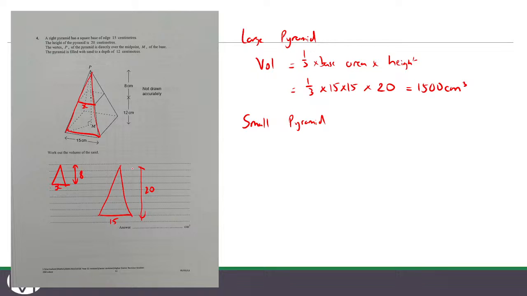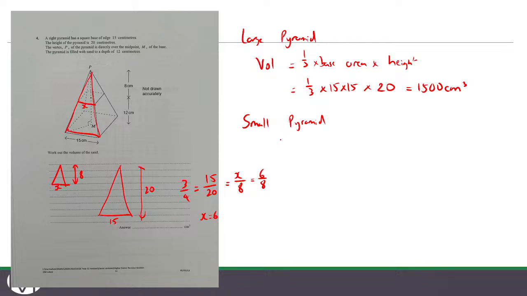Now if these two triangles are similar, then their lengths are in the same ratio. So 15 divided by 20 must be the same as x divided by 8. Now 15 divided by 20 is the same as 3/4, and 3/4 is the same as 6/8. So x is equal to 6.